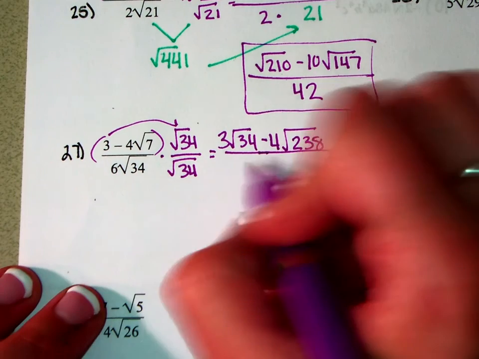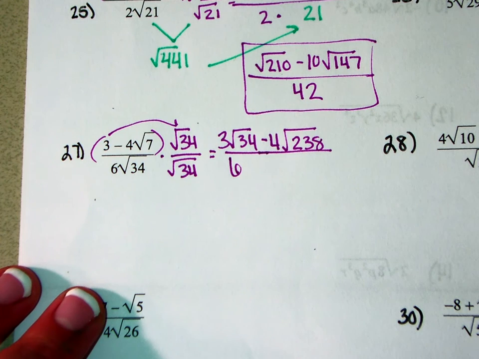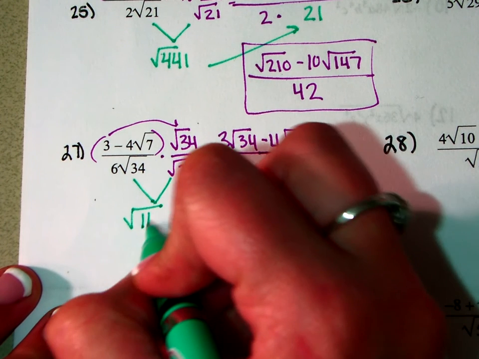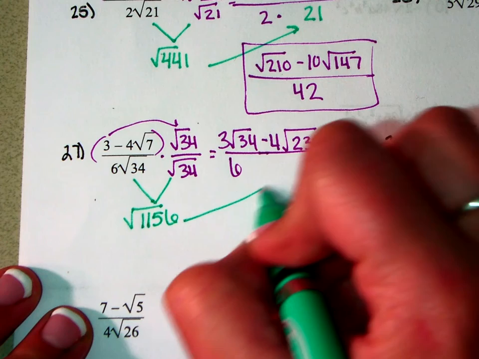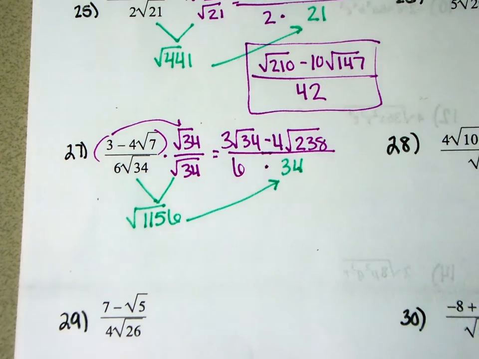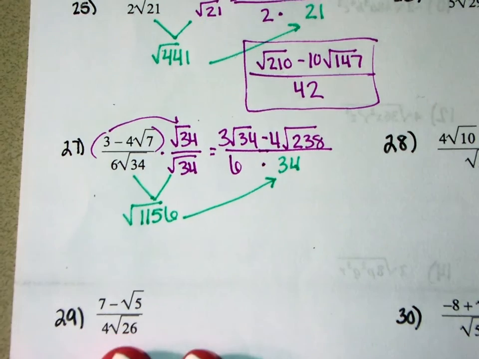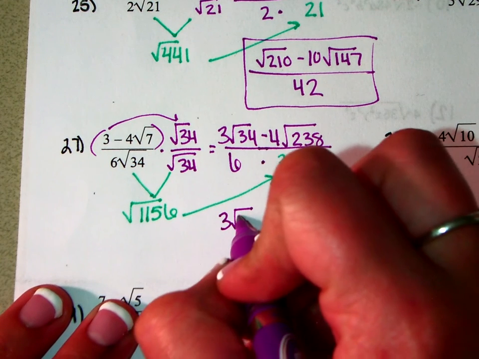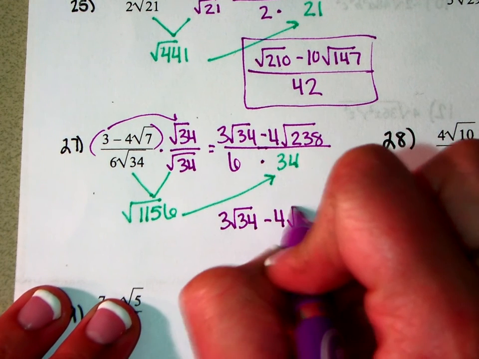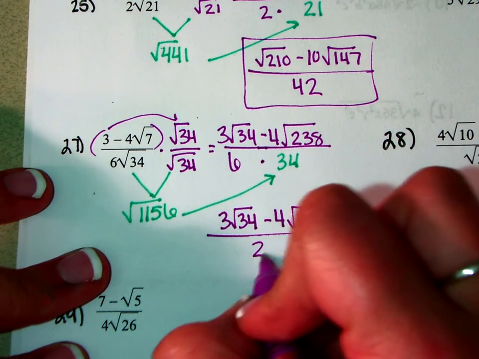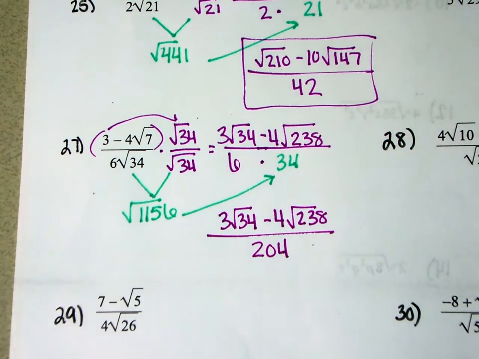All right, we're going to continue with the 6. It's along for the ride. So now we're going to have the square root of 34 times the square root of 34, which is 1,156. But when you square root that, guess what you get? 34. I'm sure we're all surprised here. There are no perfect squares hiding in 34 or 238. So our final answer is 3 square roots of 34 minus 4 square roots of 238 all over 6 times 34, which is 204. There are no common values between 3, 4, and 204, so you know that you're finished here.